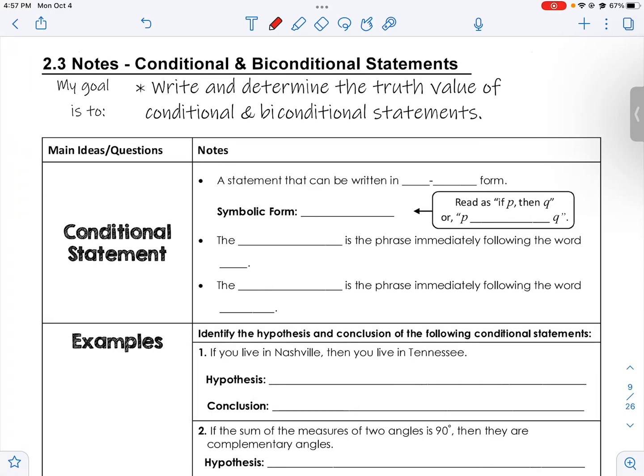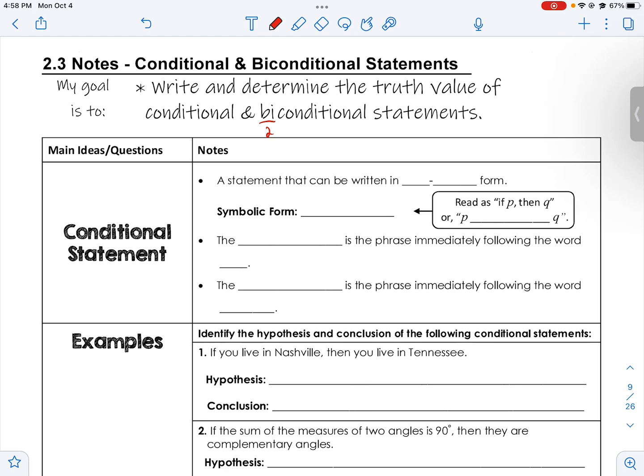All right, Chapter 2, Section 3, Conditional and Biconditional Statements. This was my favorite part of logic. I even took an entire college class called logic and just did this stuff all the time. It was my favorite thing to do. We're going to be able to write and determine the truth value of conditional and biconditional statements. Bi meaning two, so it's just going to have two conditionals in it at the same time.